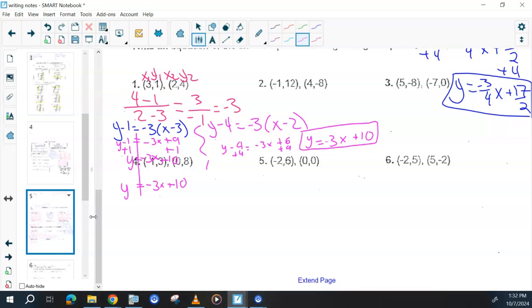Alright, I'm going to show you just a few more things and then you guys are going to have time to practice. Let's look at number 4. It's written over, but I'm just going to rewrite it.